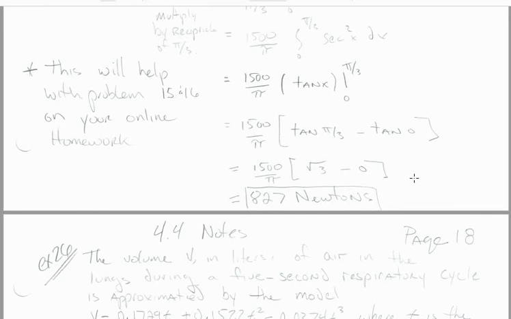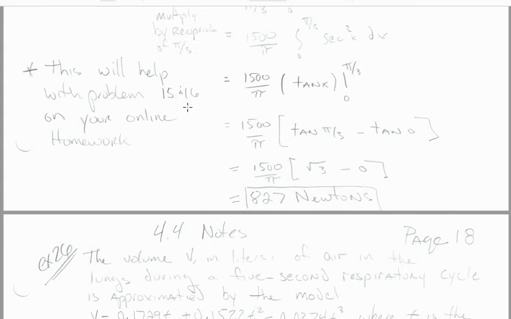So when you work that out, we're going to have 1500 over pi times the square root of 3 minus 0, or approximately 827 newtons. That's going to help you with problems 15 and 16 on your homework assignment.